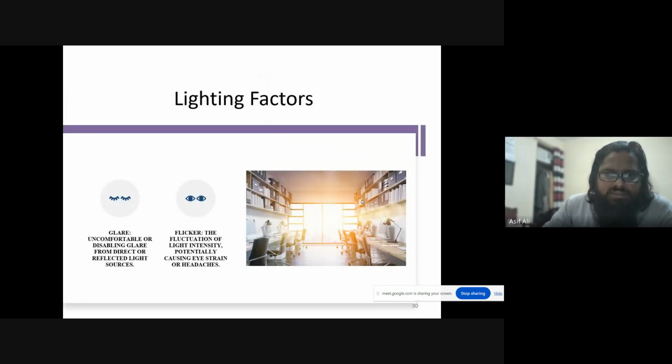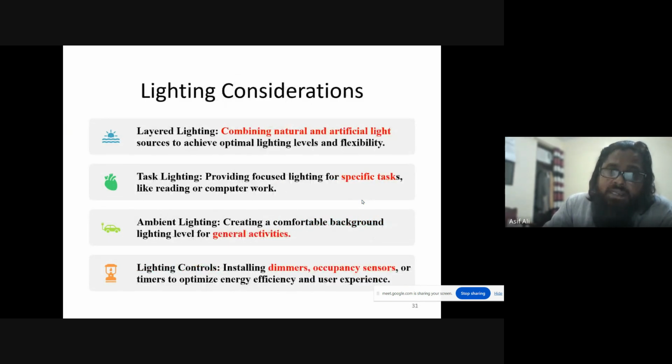Okay, so these are the factors, and then there should be a layered light, meaning a combination of natural light and artificial light. Whatever is required should be assisted or added by the artificial light. And there should be dimmers, like you use the regulator for the fan, you must use a regulator for the lights also. Those equipments that set what level of light is required are called dimmers. It is a volume type equipment, so you can increase the light level, you can decrease the light level.